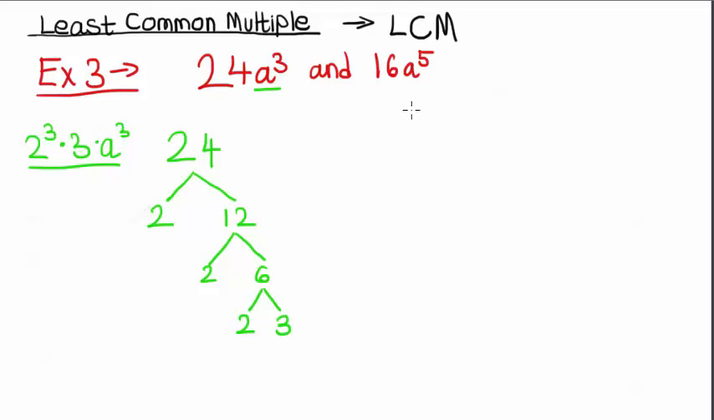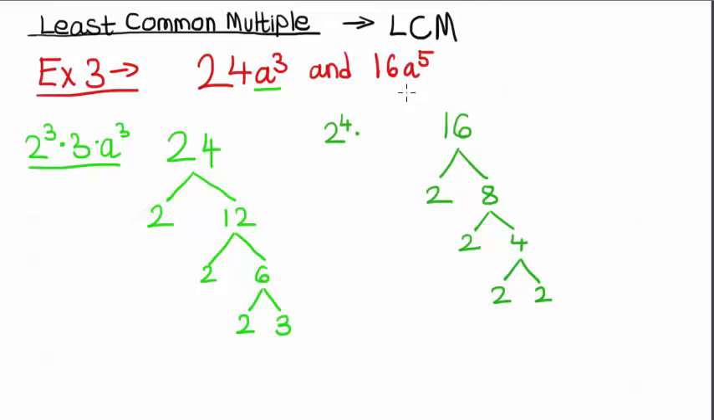Now similarly, let's figure out the prime factorization for 16 times a to the power of 5. I first need to figure out the prime factorization for 16. I leave it up to you to verify this, but the following is the prime factorization for 16. This can be rewritten using exponents as simply 2 to the power of 4. And to that, I simply multiply the variable, which is a to the power of 5.